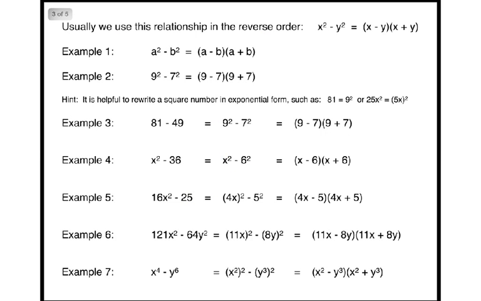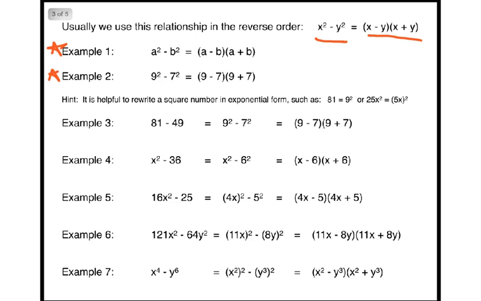Usually we use this relationship in the reverse order. X squared minus y squared is equal to x minus y times x plus y. Here are some examples. A squared minus b squared is a minus b times a plus b. Or 9 squared minus 7 squared is 9 minus 7 times 9 plus 7.